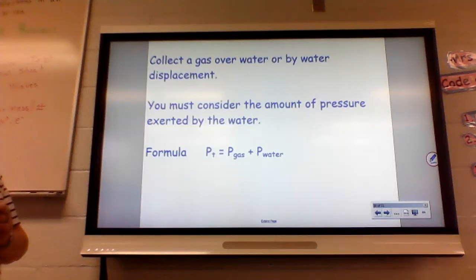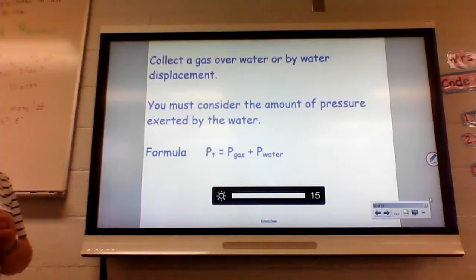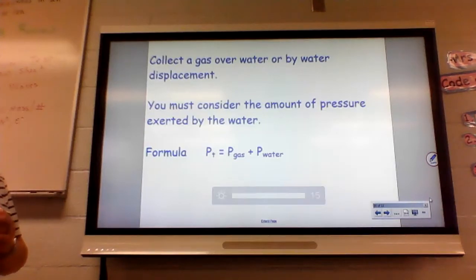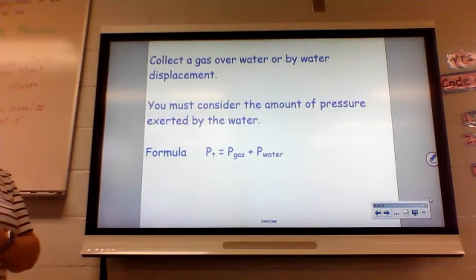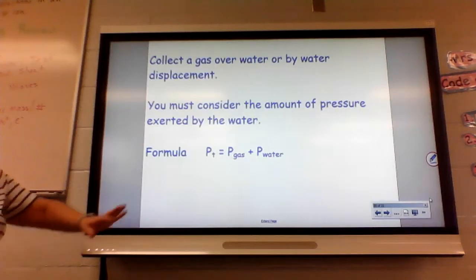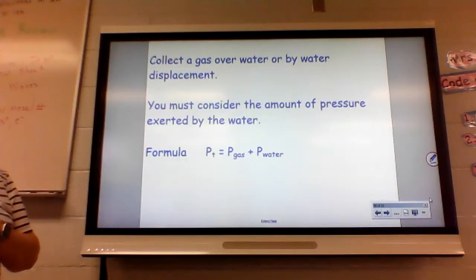Now, collect the gas over water. So when we collect gases, generally speaking, we bubble the gases through water or we collect them over water. That's the term that we use because it's easier to bubble a gas through water to collect it. Now, when we calculate that, we have to consider the amount of pressure that the water exerts on the gas. Not just the gas exerts a pressure, but the water also exerts a pressure. So we have a special formula for that, okay?